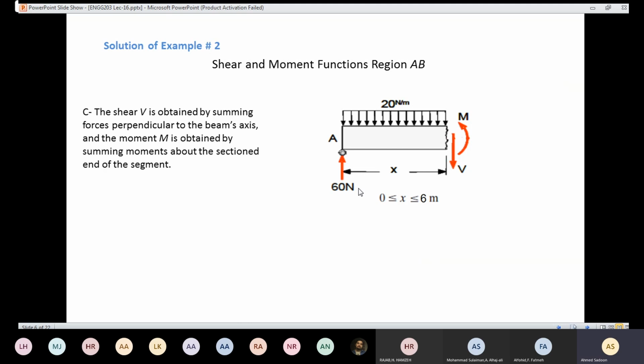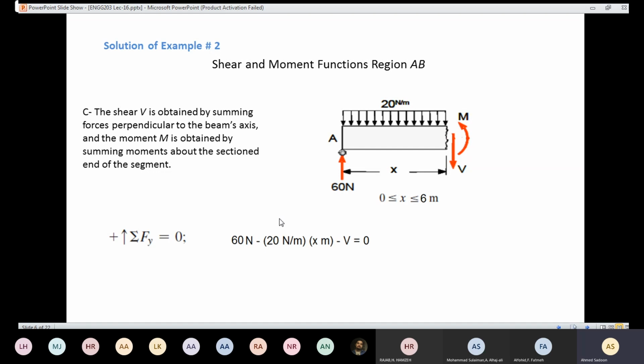So here, in order to use that formula, now I need to convert the rectangular distributed loading into a single resultant force. We need to determine the area under the diagram. Here the height is 20 and the base is x. So in order to convert it to a resultant force, I'm going to multiply 20 by x. So I have 20 times x down, I have 60 newtons, and I have V. This one's going to be positive, positive, and negative.